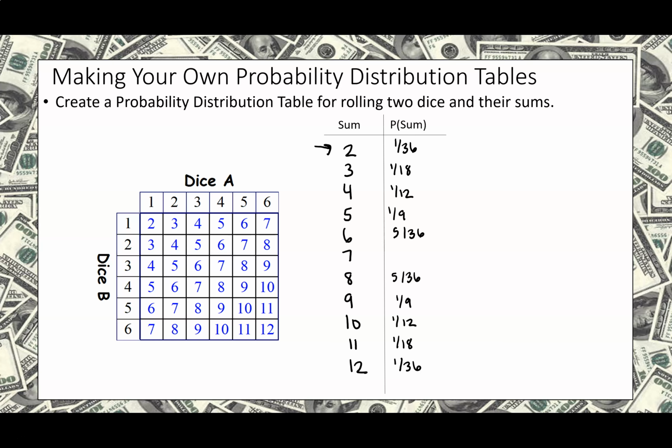How many 7s do we have? We've got 1, 2, 3, 4, 5, 6. 6 out of 36. Well, what does 6 out of 36 reduce to? It reduces to 1/6. And so you can check your work if you'd like, but these should all add to 1 because we've covered absolutely every single possibility. So just to remember this, the probability distribution table lists all possibilities. These are all your possibilities, and these are all your probabilities of each of those possibilities.